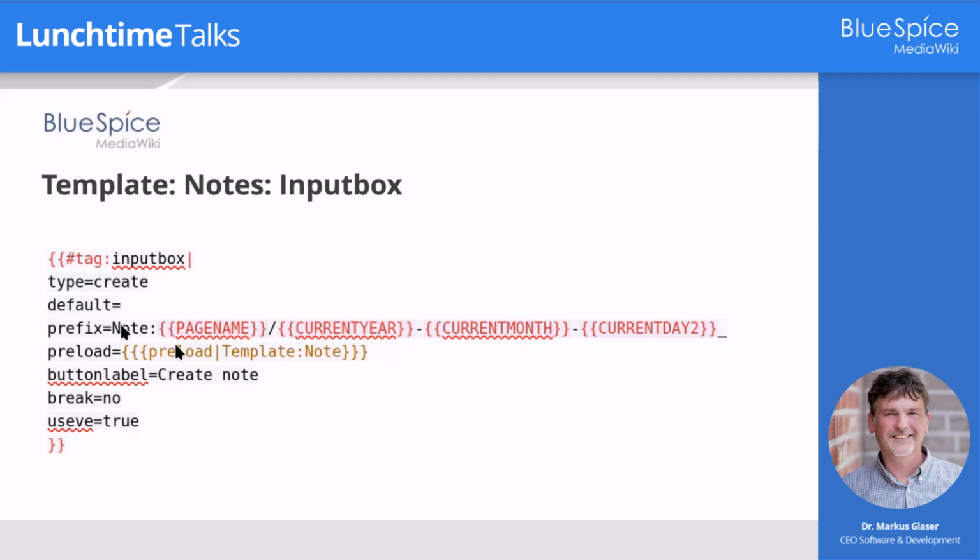These 2 lines here are where the magic happens. So we have a line, preload. And in preload, we tell the system which article to take the text from. Preload is the template we just created before, the template node.